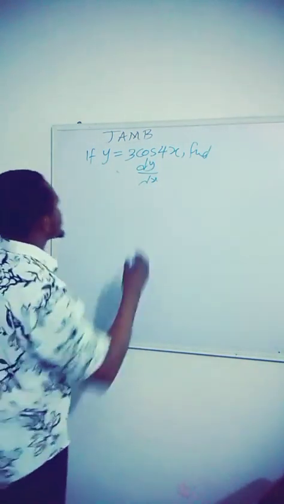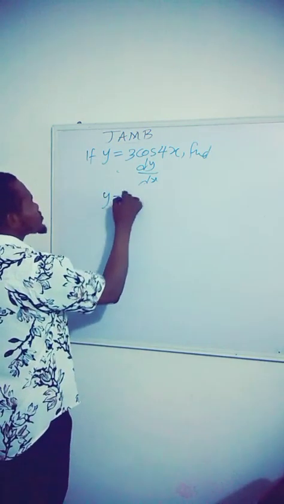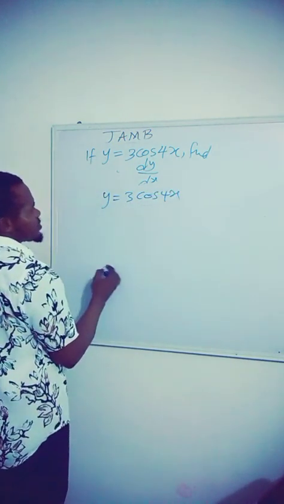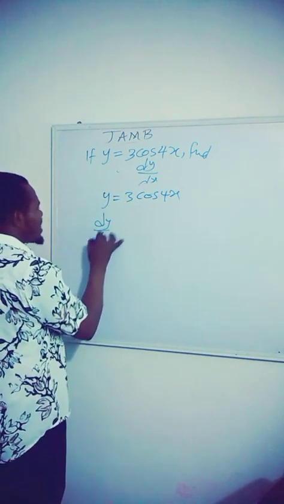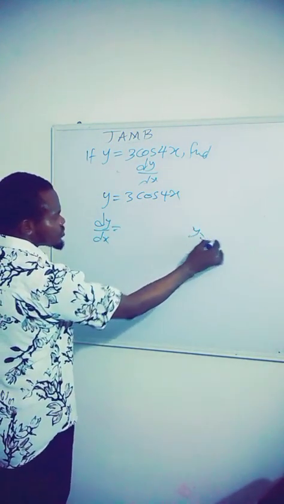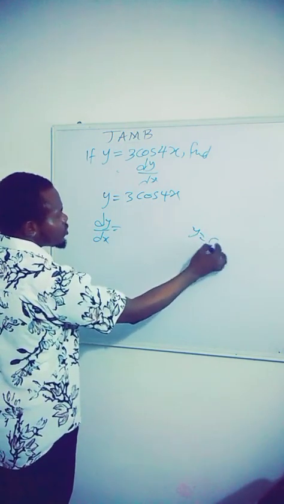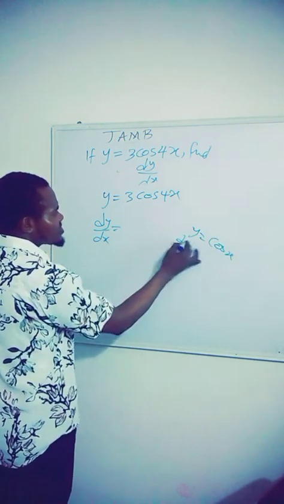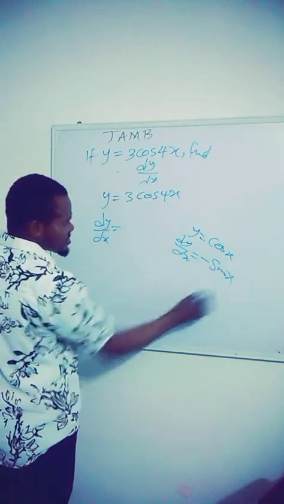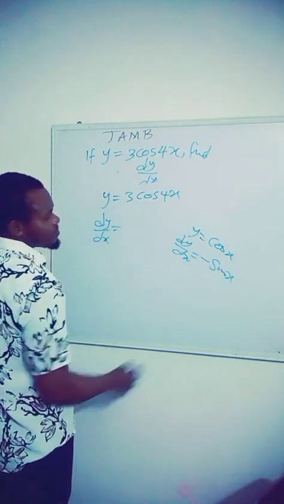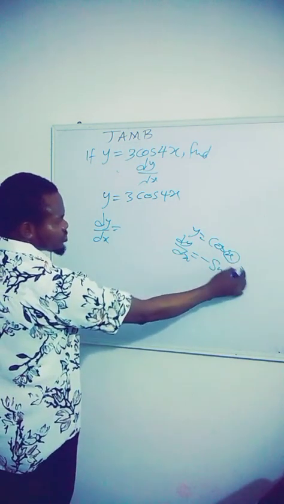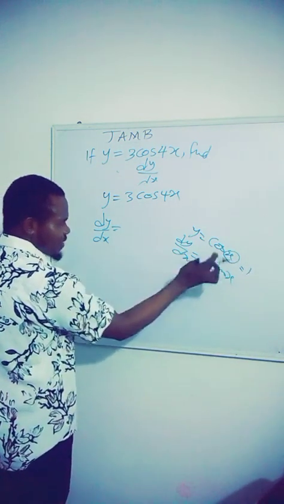So now look at this. You say y equals 3 cos 4x. So dy/dx, when you differentiate: if y equals cos x, when you differentiate this, the answer is minus sine x. So are you getting me now? Because this is a single variable, if you differentiate it, it's going to give you 1. 1 times this, you have this.